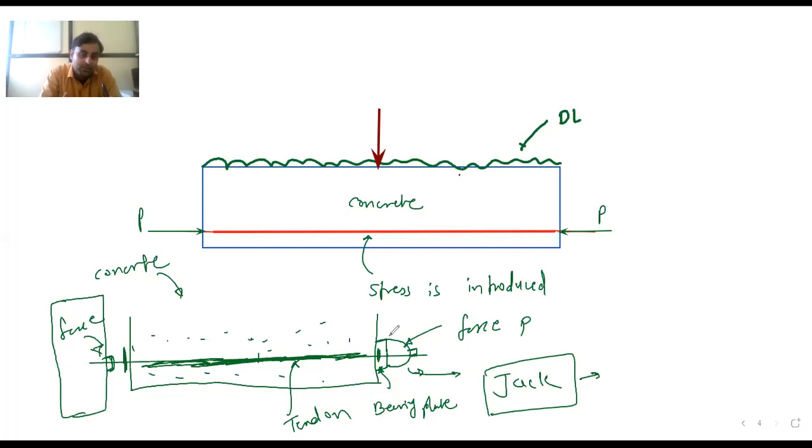We are applying it to the steel, and through the steel it is getting transferred to the concrete. And after the transfer of that stress, then it is called pre-stressed concrete.